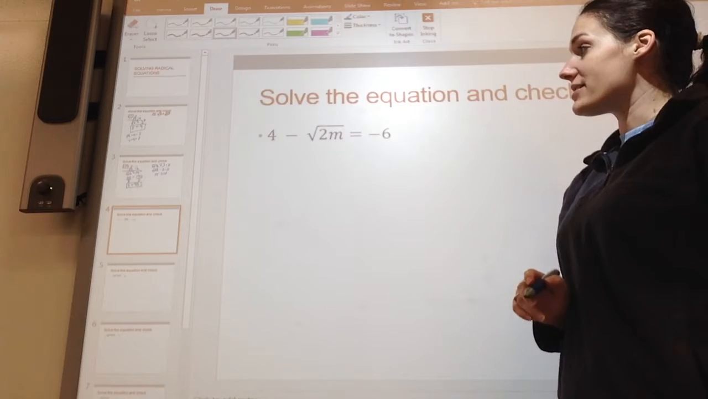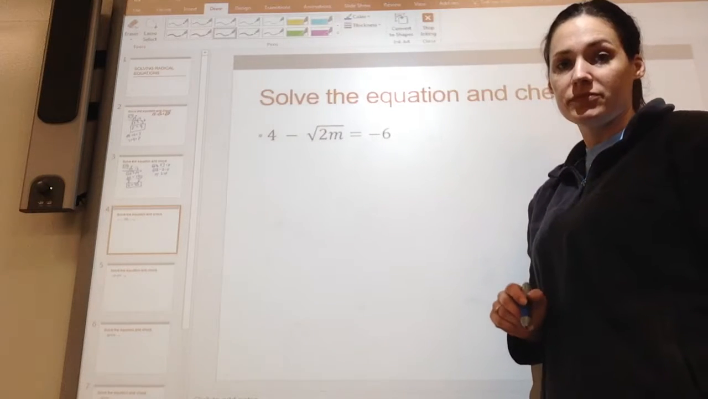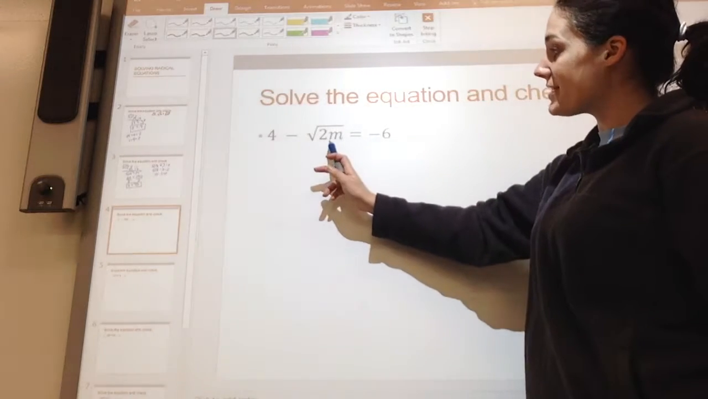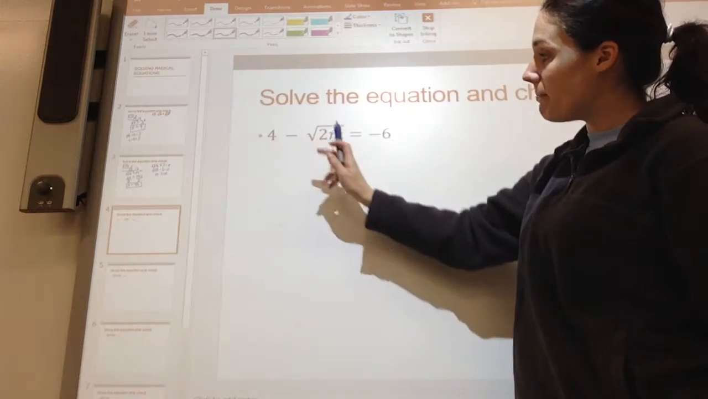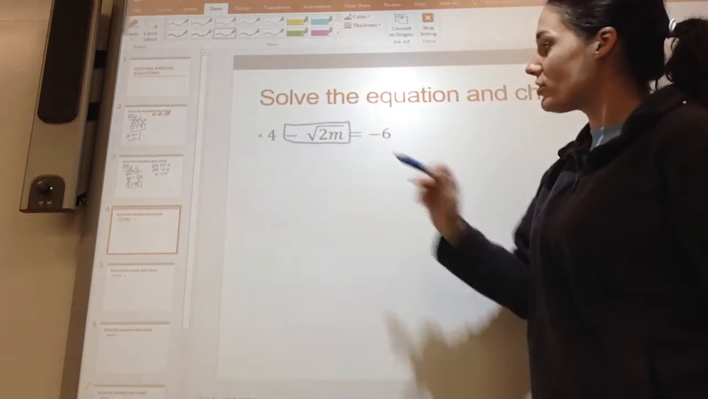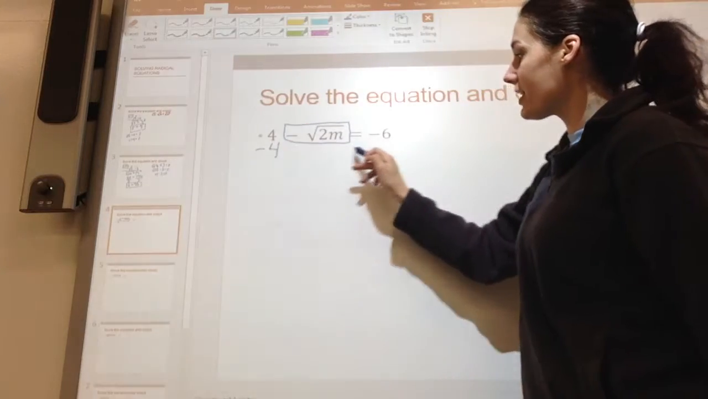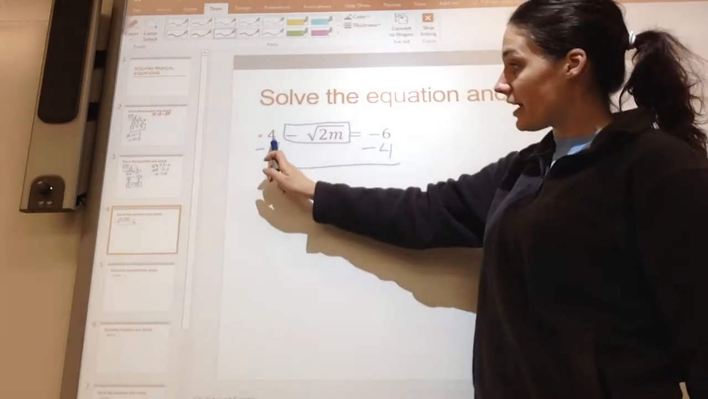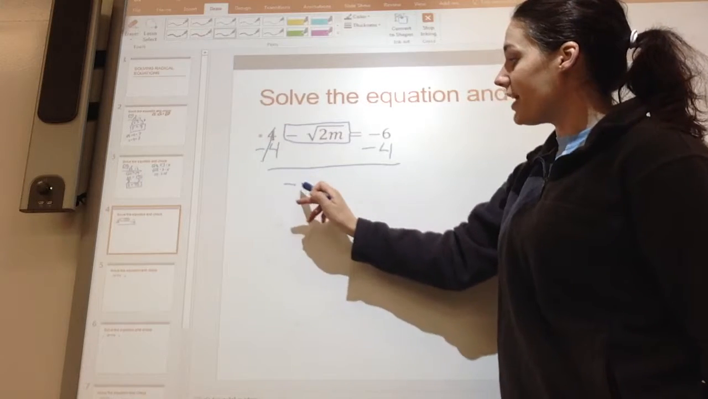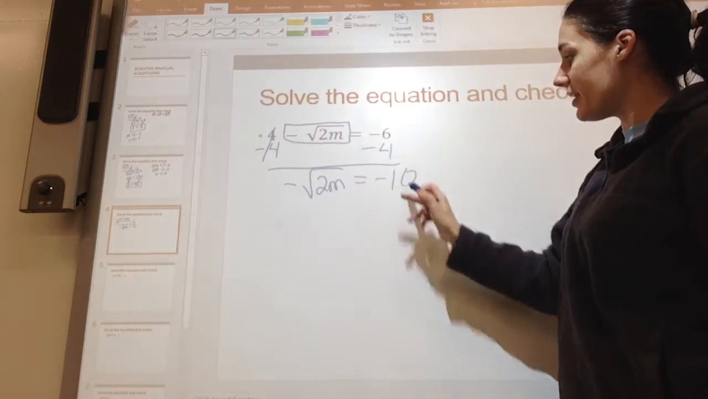Okay, 4 minus square root of 2m equals negative 6. So go ahead and write that down. Pause the video if you need to. We're going to start by isolating the square root, but notice it's minus square root 2m. So we actually have to isolate the minus square root. We're going to start by subtracting 4. That is a positive 4, so to get rid of it, you subtract 4. We're left with negative square root 2m equals negative 10.